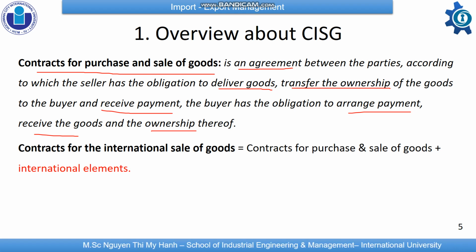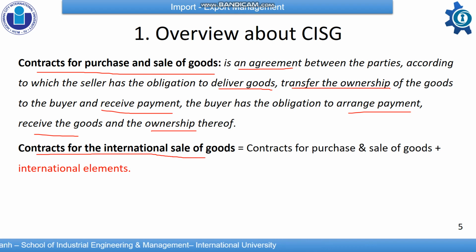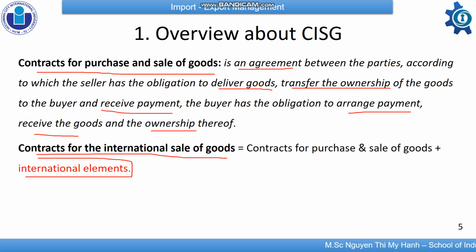So we come out with the definition of contracts for the international sale of goods, that is equal to the contracts for the purchase and sale of goods plus international elements. So what are international elements? We will learn it later.